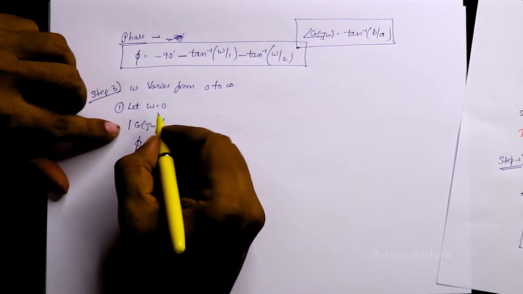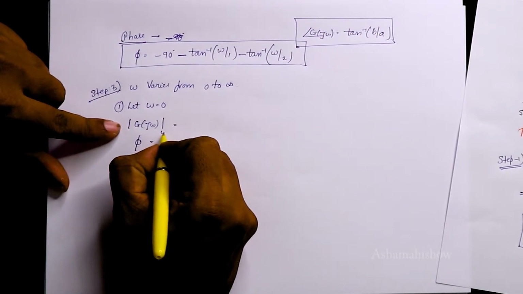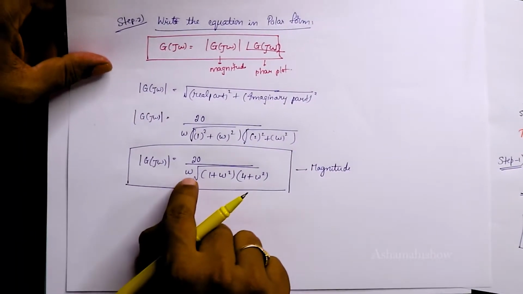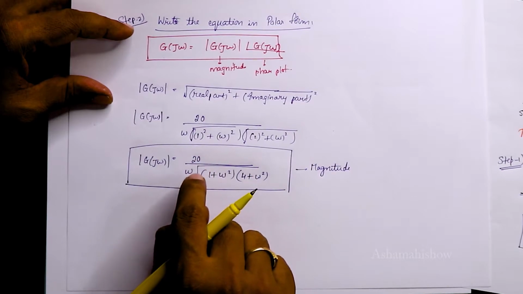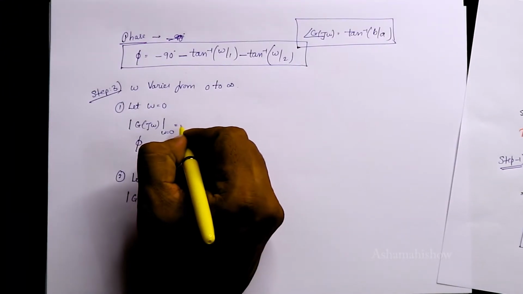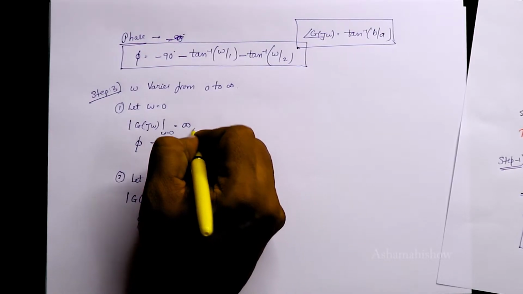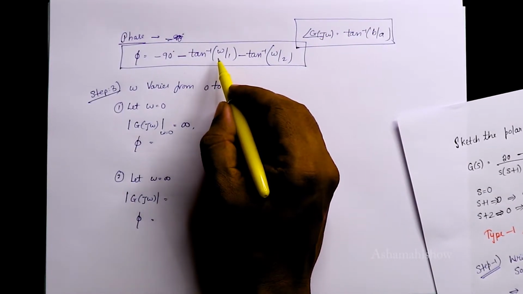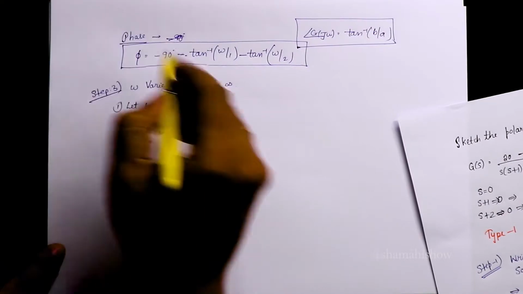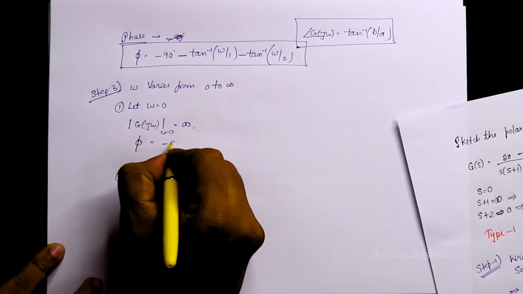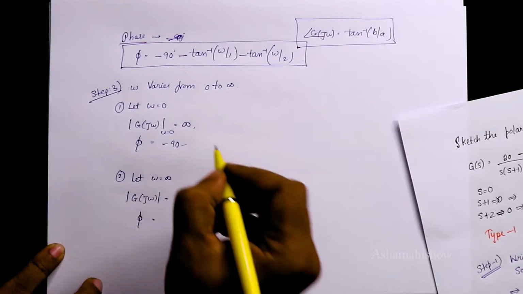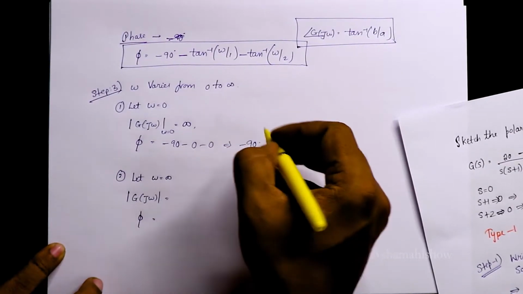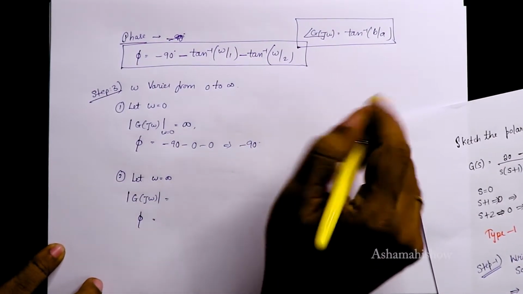So we'll take the first one. For omega equal to 0, the magnitude: just place omega equal to 0 here. What happens? 20 by 0 will definitely become infinity. And what is the phase? Put omega equal to 0 in the phase. So minus 90 minus tan inverse of 0, which is 0, and tan inverse of 0, which is 0. So when you put omega equal to 0, you have minus 90 here. So these are the coordinates we are finding.